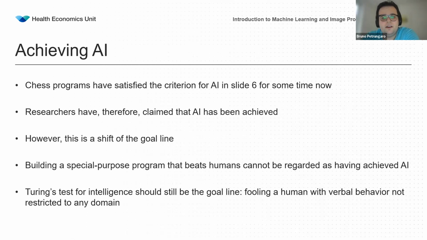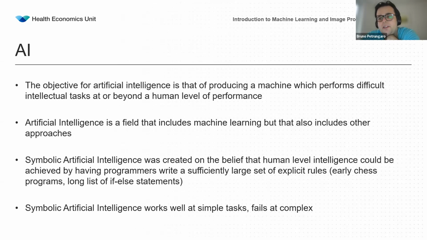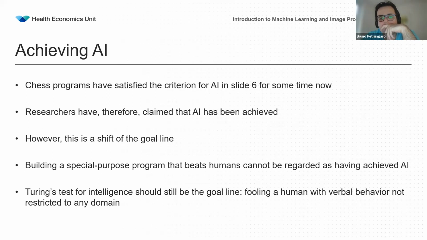Chess programs have satisfied the criterion of AI given in this slide: performing at or beating human players at chess. You can claim that AI has been achieved. But this was a special purpose built program, and the computer didn't just beat a person on anything.